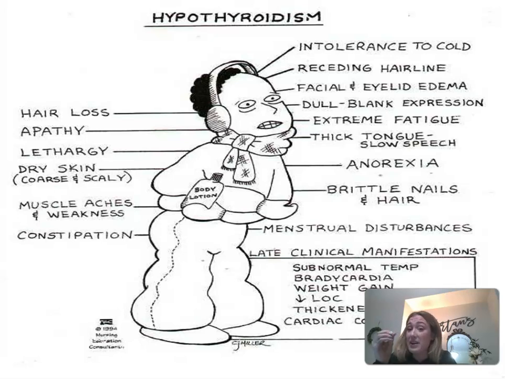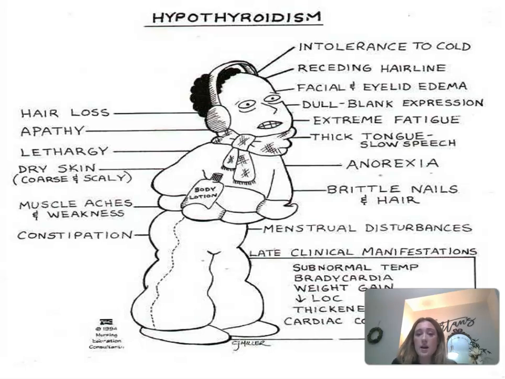They could have a thick tongue that leads to slow speech, anorexia, brittle nails and hair. They can also have menstrual disturbances, hair loss, apathy, lethargy, dry skin. It can be coarse and scaly. You see a little man here holding his body lotion. And they can have muscle aches and weakness, and then constipation. So a lot of these are kind of opposites. So with hypothyroidism, everything's kind of slowed down. They can have weight gain with this.